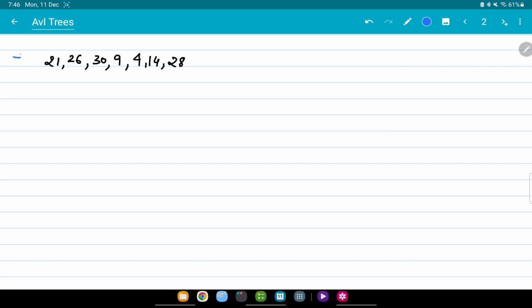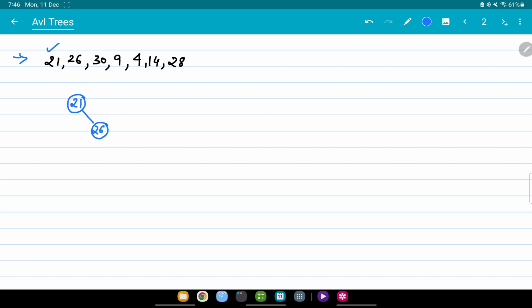So the first element here is 21. So let me just put 21. Now there's only one element, so of course the balance factor is 0 right now. There's nothing to check over here. Now the next element is 26. 26 will come onto the right side of 21, just like how we do insertion in a binary search tree. So 26 is coming onto the right side.